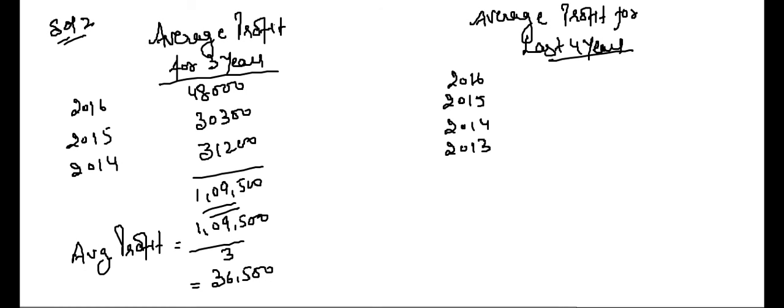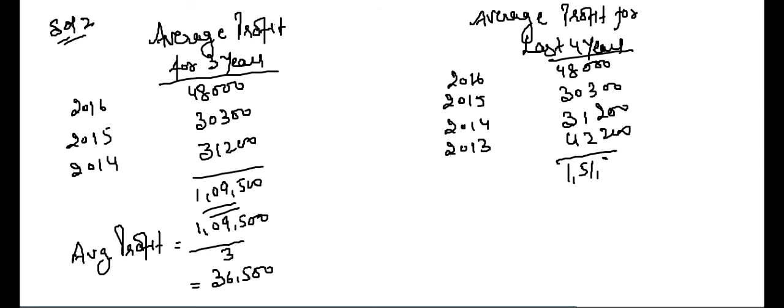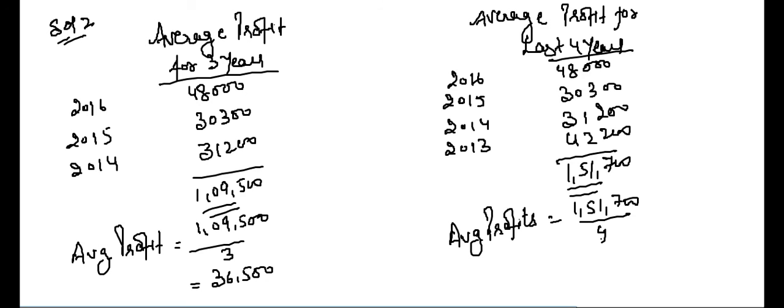Now if I talk of 4 years, 2014 and 2013, profits are 48,000, 30,300, 31,200 and 42,200. And the total is 1,51,700. What will be the average profits? It will be 1,51,700 divided by 4. This comes to 37,925.